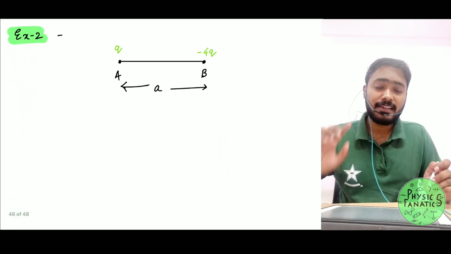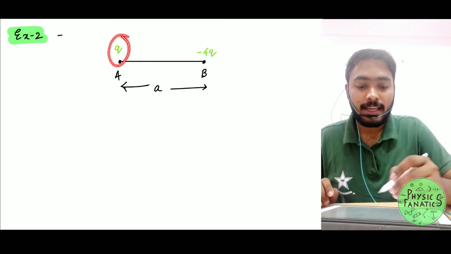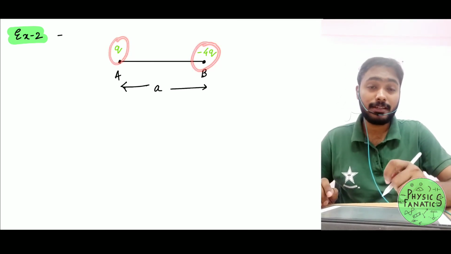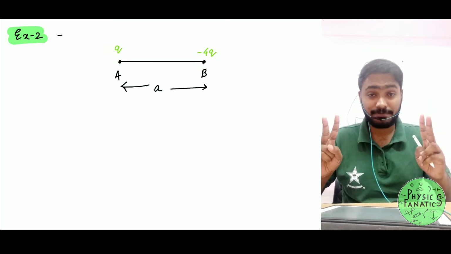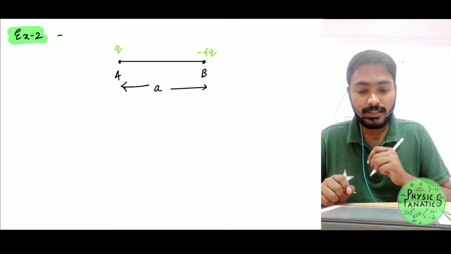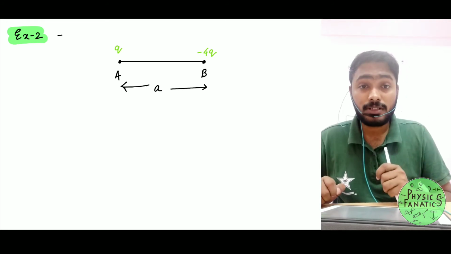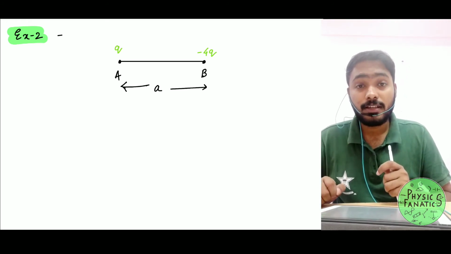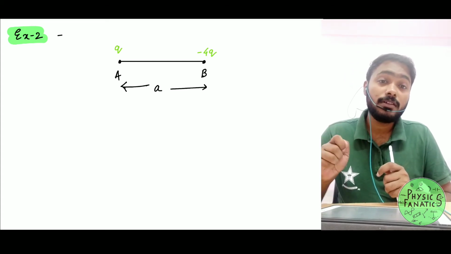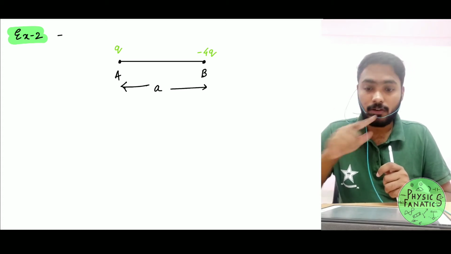The next question says the same thing, but this time the natures are different. This time I have q and I have minus 4q. So this comes to our second note. According to our second note, if we have opposite nature and they are fixed, then you have to place your third charge outside the line joining the two charges, and it will be closer to the one with the smaller magnitude of the two.